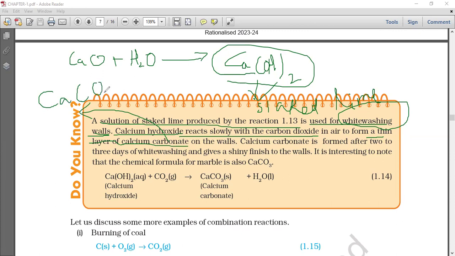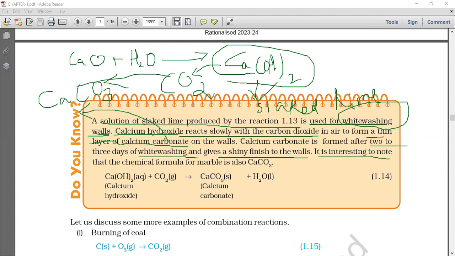CaCO3. Calcium hydroxide will form calcium carbonate when it reacts with carbon dioxide. Very, very important. When it reacts with carbon dioxide in air, it forms calcium carbonate. And this calcium carbonate is formed after 2 to 3 days of whitewashing and gives a shiny finishing to the walls. So it looks very shiny on the walls after 2 to 3 days.